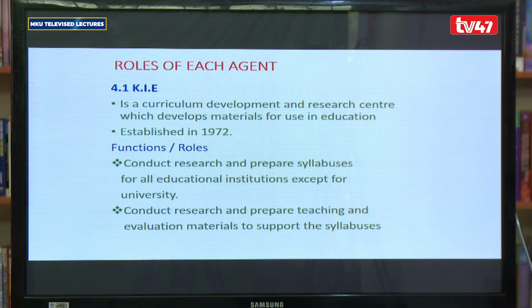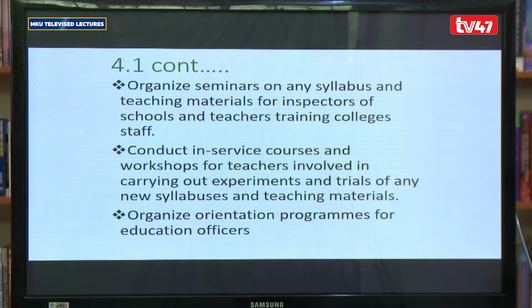They also conduct research and prepare teaching and evaluation materials to support the syllabuses. They organize seminars on any syllabus and teaching materials for inspectors of schools and teachers training colleges, staff members. They also conduct in-service courses and workshops for teachers that are involved in carrying out experiments and trials of any new syllabus and teaching materials. They also organize orientation programs for education officers.